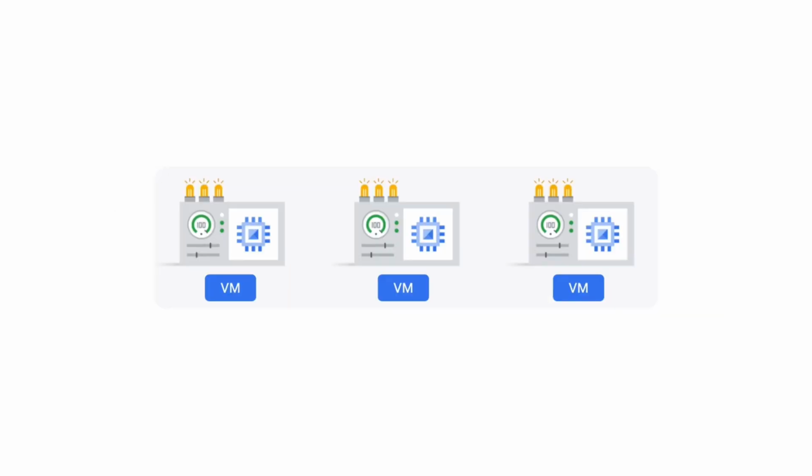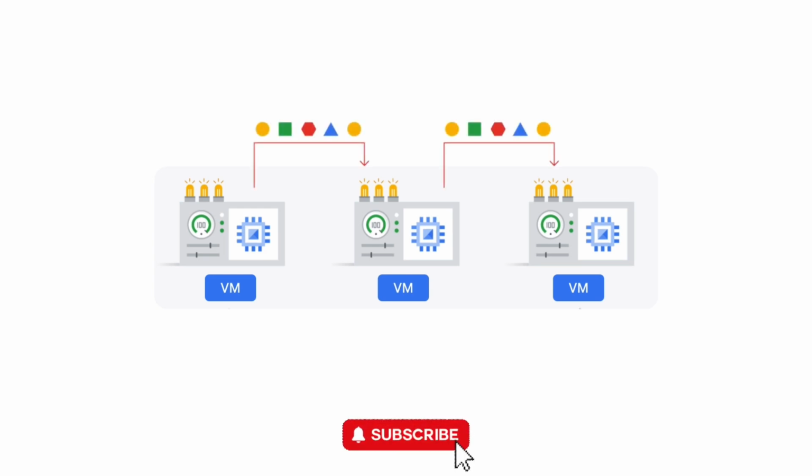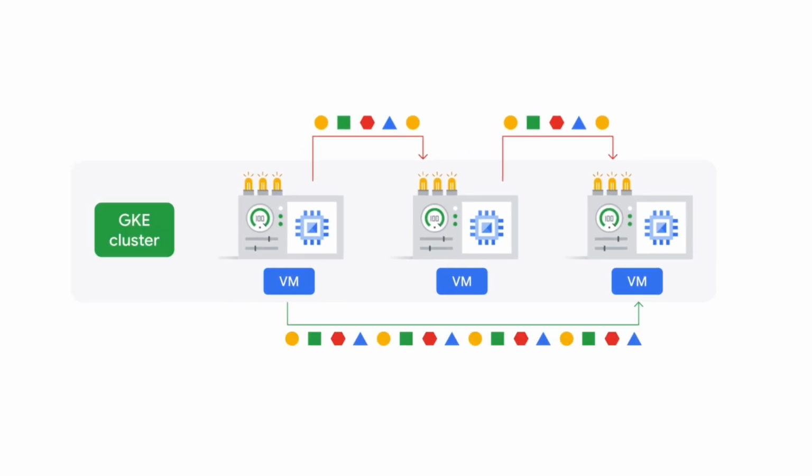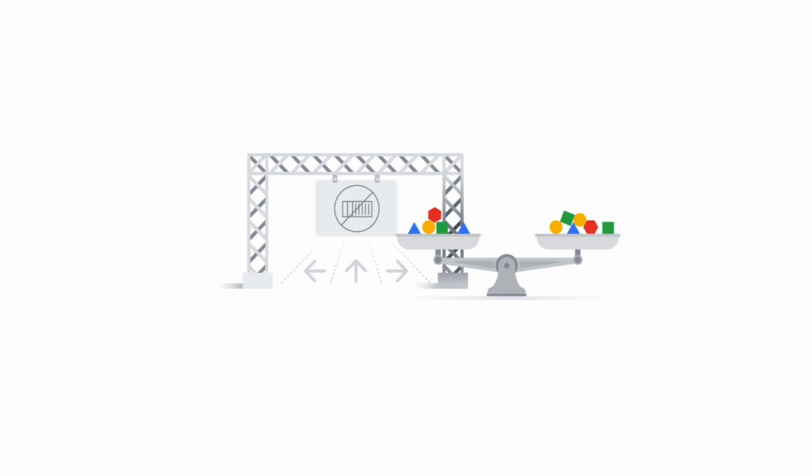With a combination of the application load balancer and the Ingress object, it's possible to encounter something called the double hop dilemma. The double hop dilemma describes when traffic makes an unnecessary second hop between VMs running containers in a GKE cluster. Let's explore a scenario where traffic is distributed without a container-native load balancer.